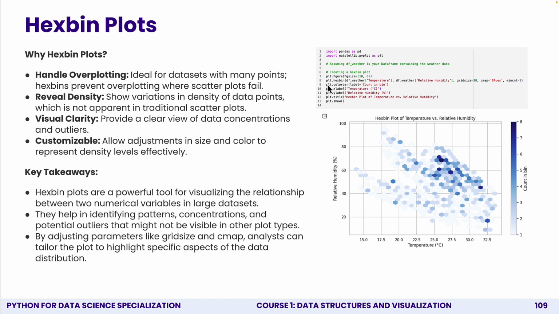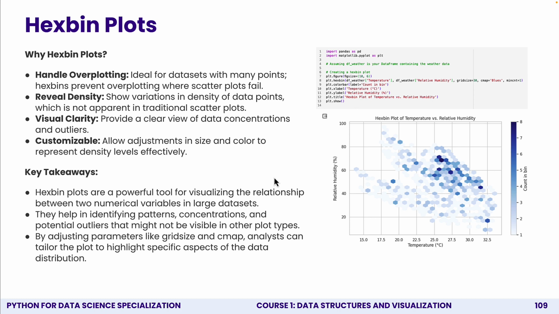Here we use matplotlib. We don't use pandas directly. It's applied on the weather temperature and also the relative humidity. You can play with the grid size. You have the notebook, so you can play with the grid size and also the color if you want. And there should be other parameters as well that you can explore further.